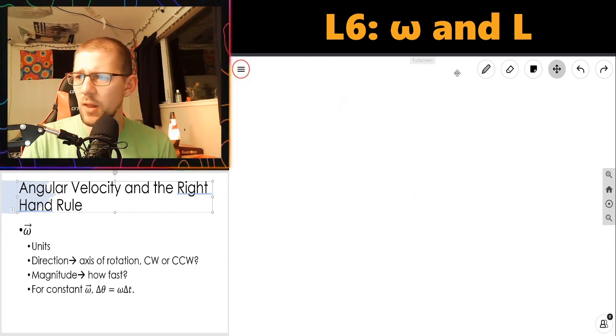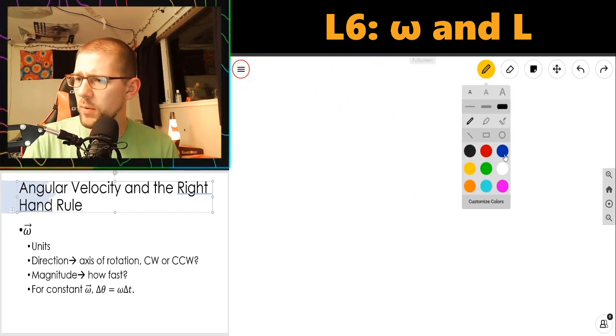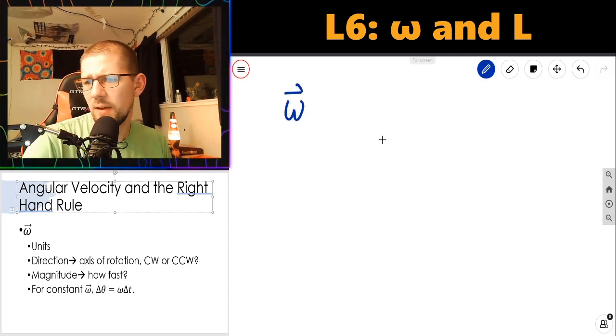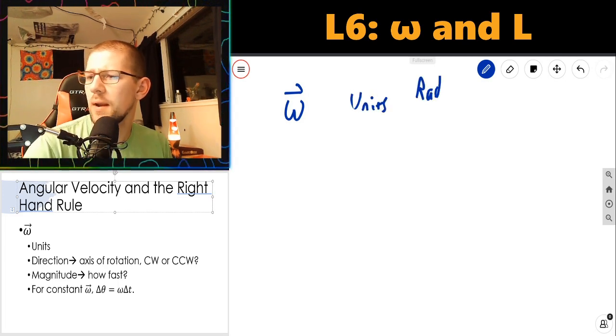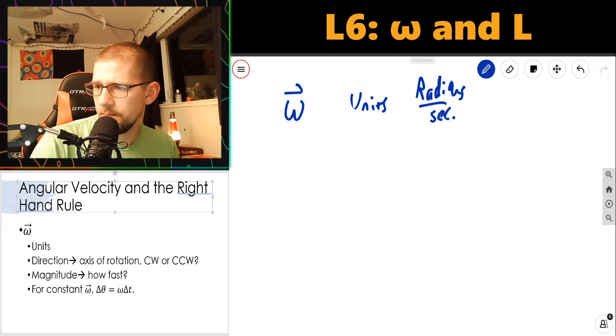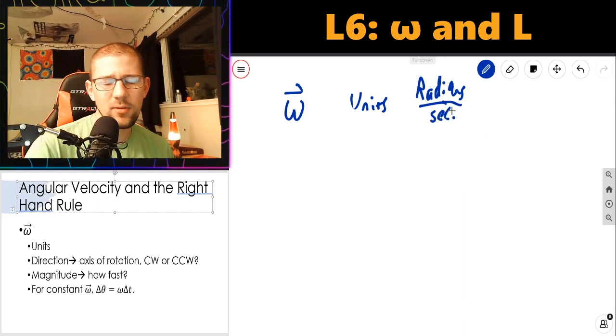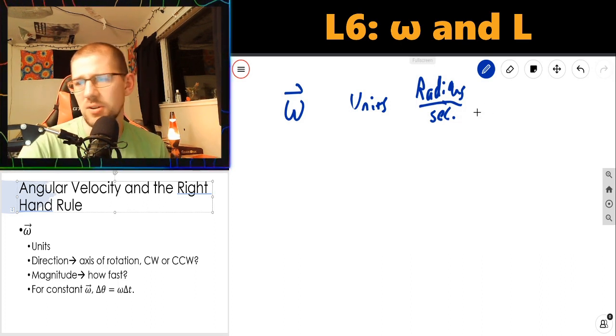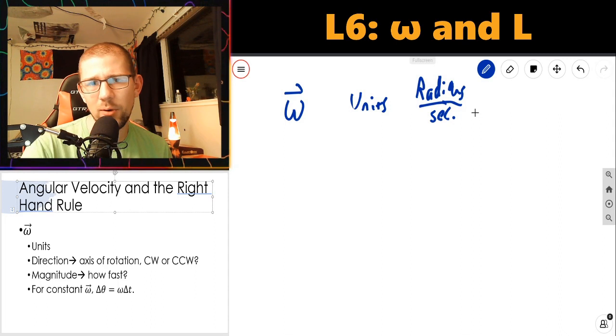So what is angular velocity? First off, what are its units? Let's write it down. Omega, angular velocity. The units of angular velocity are radians per second. Now, radian is not actually a true unit in the sense that there's no such thing as a conversion between energy and radians, for example. Radian is not an SI unit.